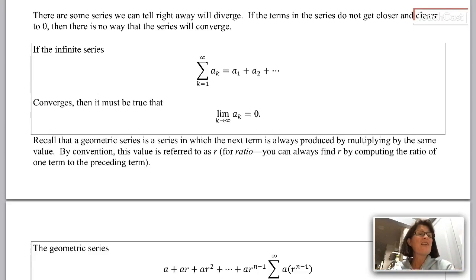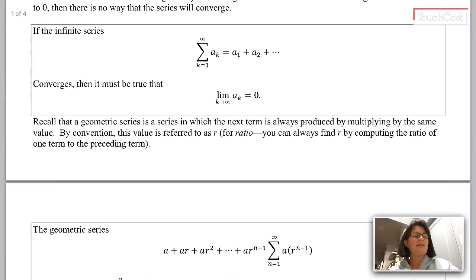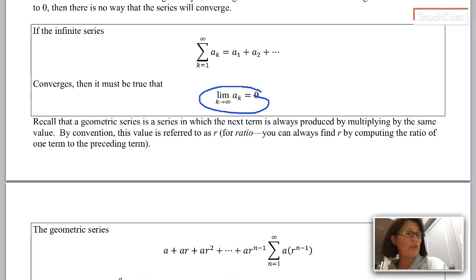So if you know an infinite series converges, then it must be the truth that the limit as the term number goes toward infinity of the term must be 0. So if you ever find a series whose limit of its nth term is not 0, then you can be 100% certain that that series diverges.